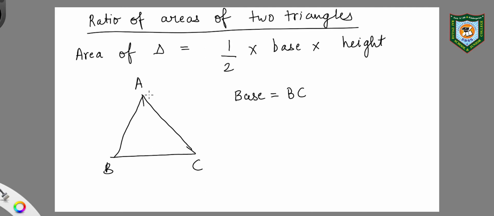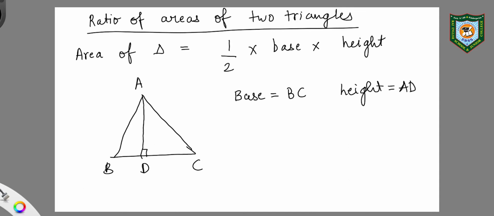So my height becomes, in this case, I'm naming it D, the altitude which intersects the side BC in point D. This altitude is called AD. So in this case, my height becomes AD.